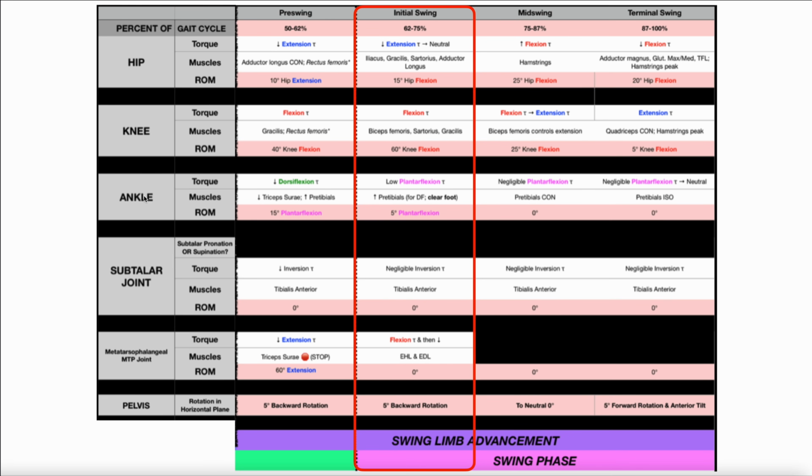And if it doesn't do that, we end up with situations like foot drop, which is where there's some issue with the tibialis anterior. Normally it's nerve damage of some kind to the deep fibular nerve or something higher up. But again, we'll be covering that in later videos. So at the ankle joint during initial swing, we have what was a decreasing dorsiflexion torque in pre-swing going into a low plantar flexion torque in initial swing.